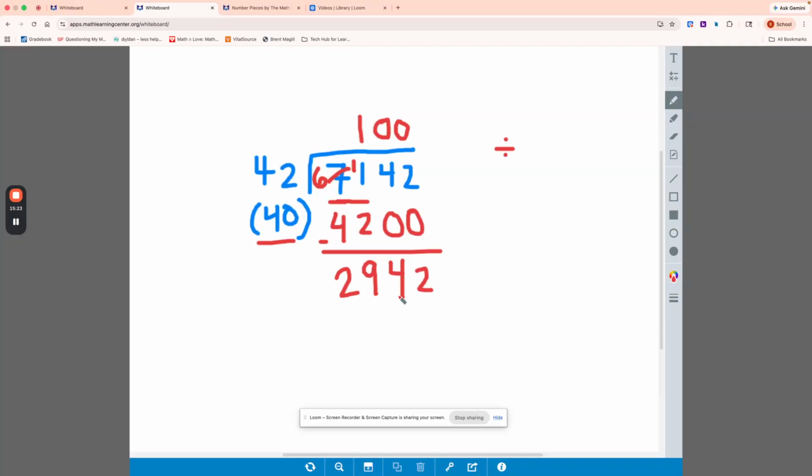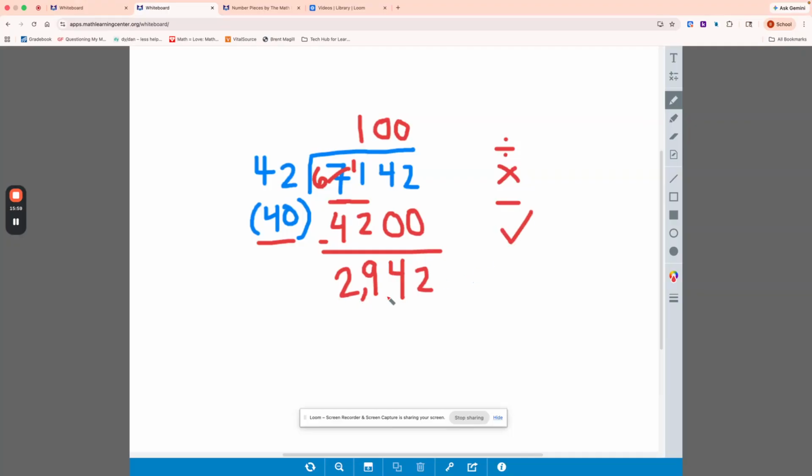Okay, so let's keep working. Let's go through the steps real quick. I skipped writing that down, but let me go back to it. If I put 100 in each group, I have to figure out how much I divided. So I multiplied to figure out how much that is. 100 times 42. So that gave me 4,200. So my next step was multiplication. After that, I subtracted to see what was left to divide. So then I end up with 2,942.